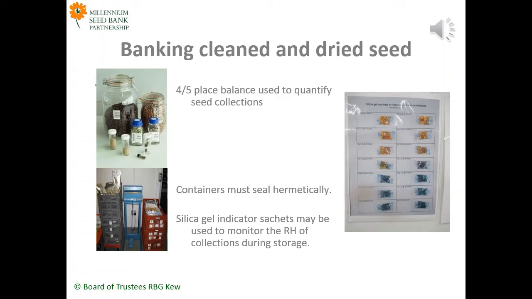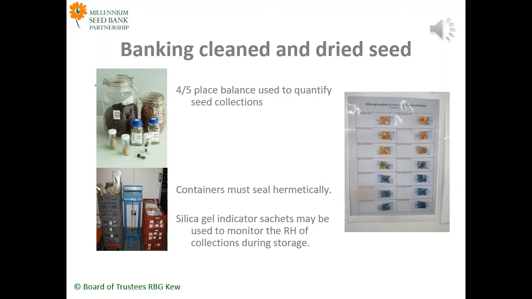On the right hand side you will see some 1 gram silica gel sachets in perforated bags. We place one of these in each container. The silica gel beads have an indicator called methyl violet, which is harmless to seeds, and when it's wet it's green, when it's dry it's yellow.